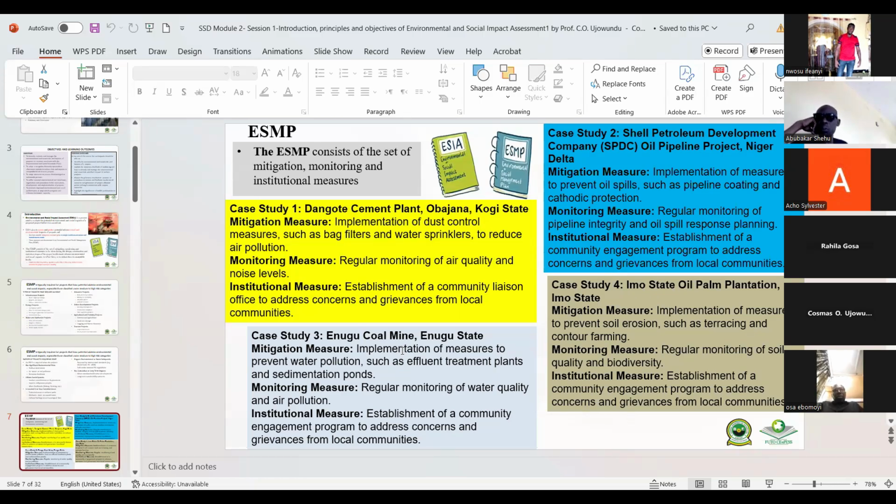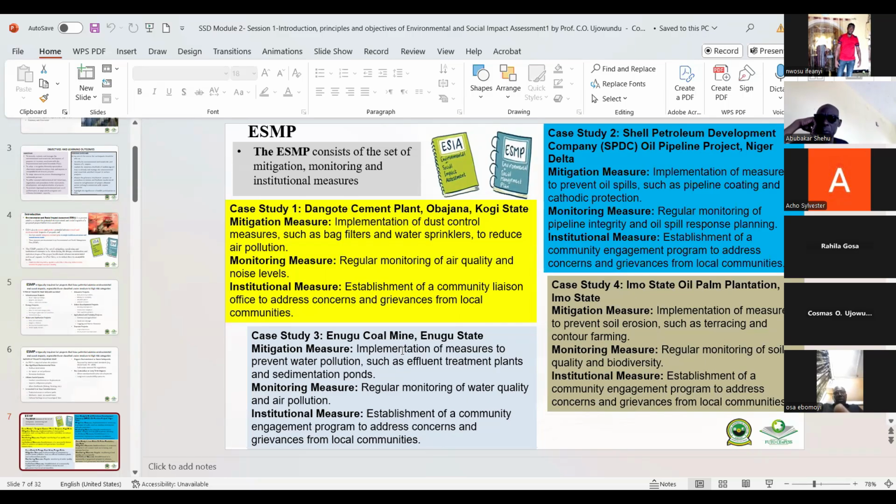Then you look at monitoring measures. What are those monitoring measures? You do what we call regular monitoring of air quality and noise level. Because this is a factory that is situated initially in a serene environment. We'll be doing quarrying. There are a lot of machines coming in and going out. Lorries will be coming in and going out, raising both dust and air pollution and also noise.